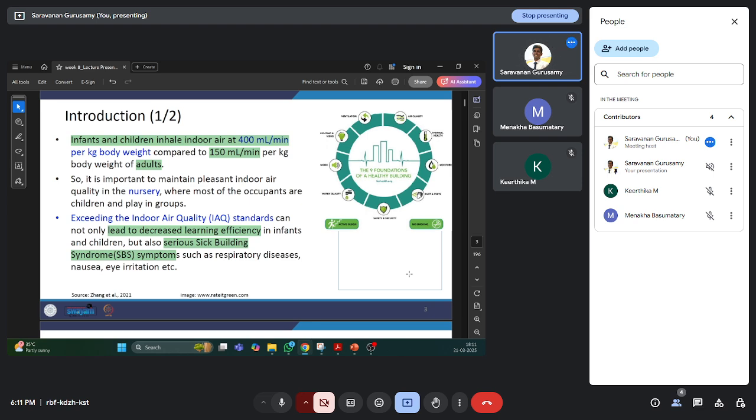A normal adult will inhale 150 milliliters of air per minute per kg of body weight, but children and infants will inhale 400 milliliters per minute per kg of body weight. Think about that. If I am a 60 kilo adult male, then I will inhale 60 times 150 ml of air in a minute. But children inhale a lot more, so they are more prone to air pollutants, and the effect of air pollutants will be greater in infants and children.